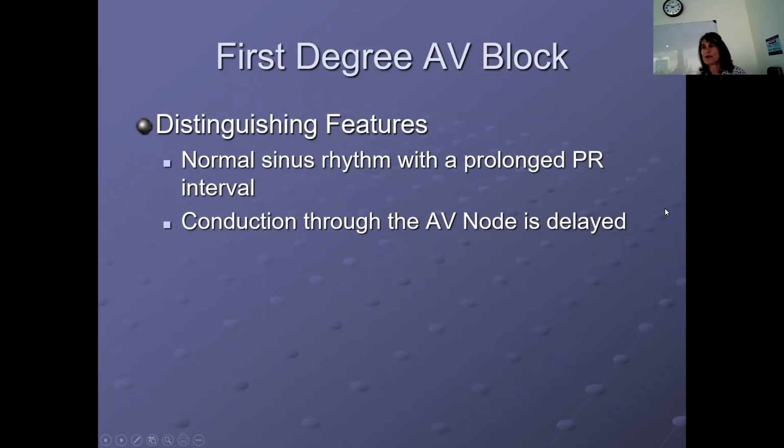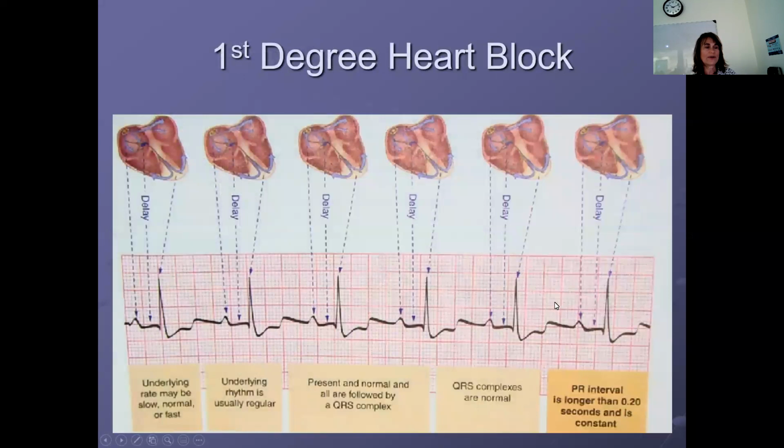So we've been measuring PR intervals, and what is normal? How many little boxes is considered normal? 3 to 5. Yeah, 3 to 5 little boxes. And then 5 little boxes is what, 0.02 seconds? Nope, 0.2 seconds. So 0.2 seconds is normal time for the conduction to get from the SA node to the AV node. But conduction through the AV node is delayed, so it's going to show a longer PR interval.